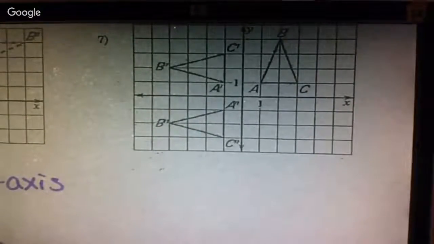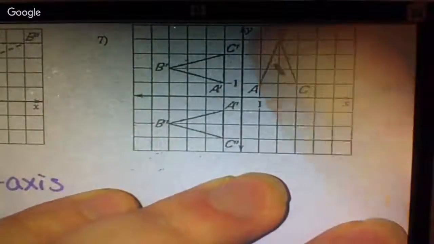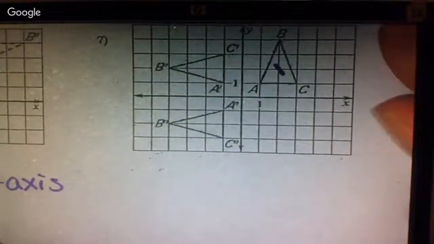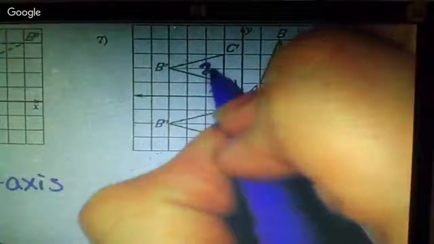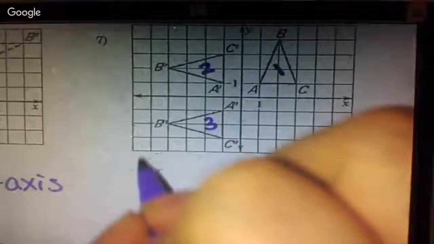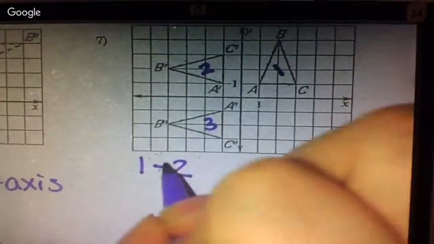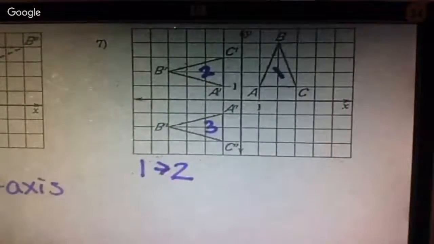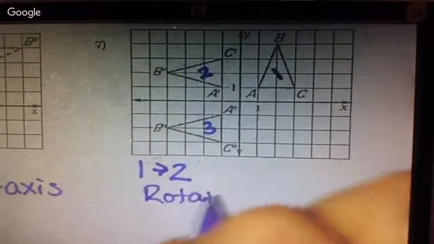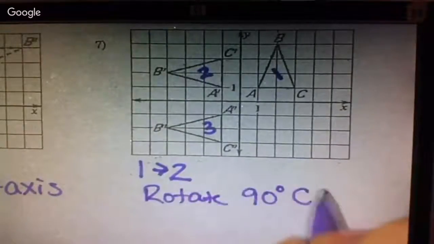Lovely. All right. Which one of these is my original? The one in quadrant 1. This is number 1. Where's number 2? The one in quadrant 2. And then 3. So I want to go from 1 to 2. It turns, so it's a rotation. 90 degrees counterclockwise, because it moved 1 quadrant. So it rotated 90 degrees counterclockwise.